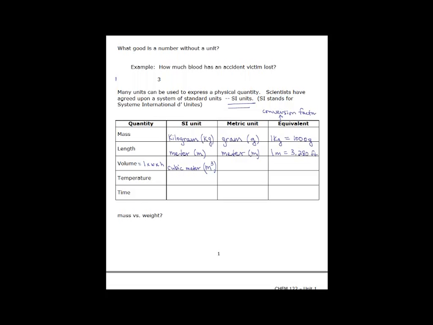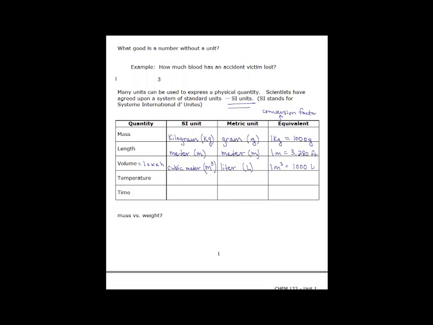The metric unit for volume is the liter. You guys are probably familiar with this. If you think of a 2-liter of pop, that is a unit of volume. And it turns out that 1 cubic meter is the same as 1,000 liters.